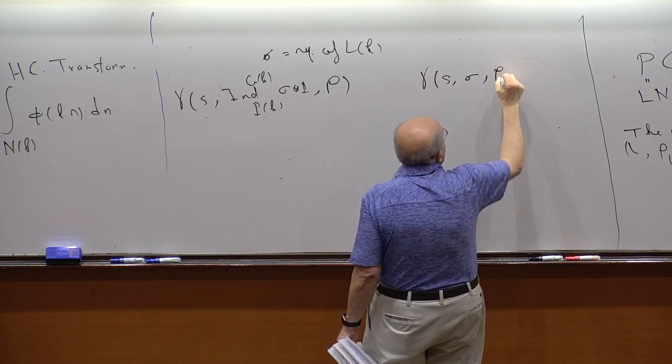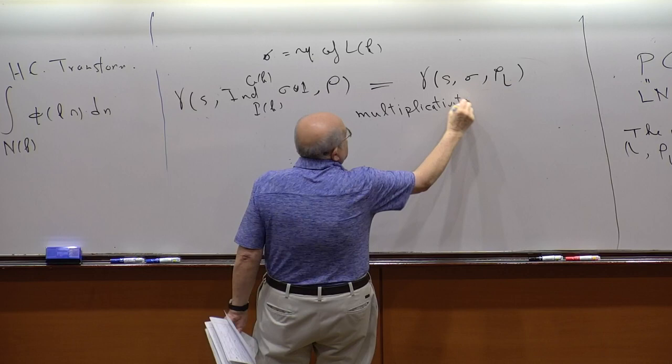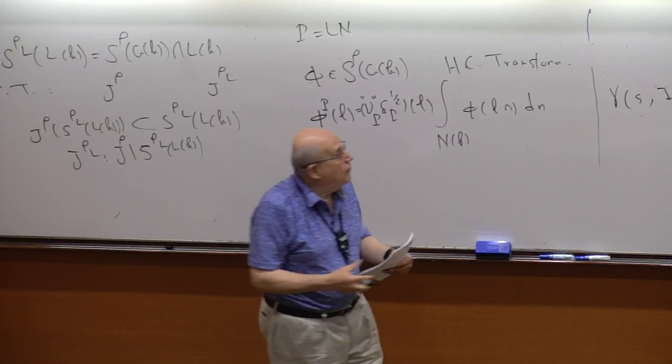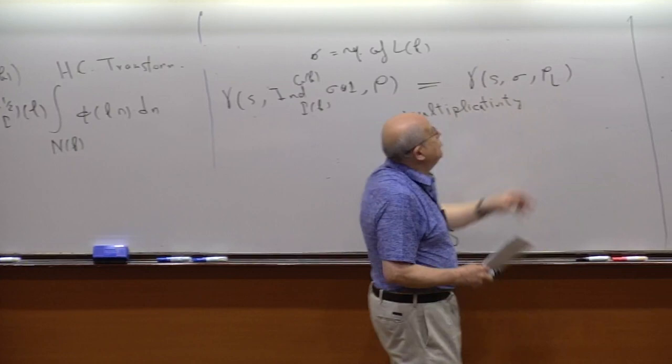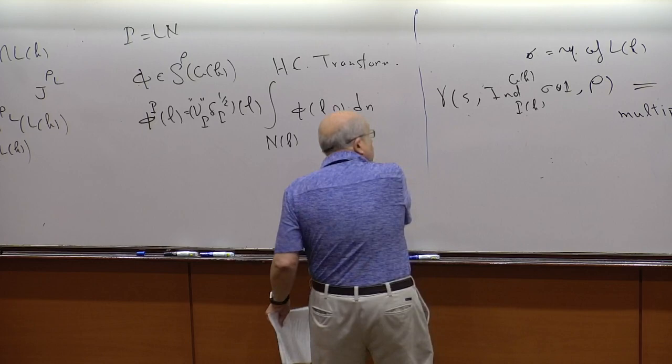And multiplicativity means that these two are equal to each other. So you define the factor with this representation and rho, and you define it with the inducing representation and the restriction of rho, and these two factors should be equal. Let me say what proposition one can prove. Let me write it on the other board.